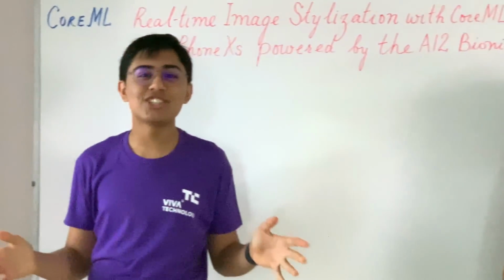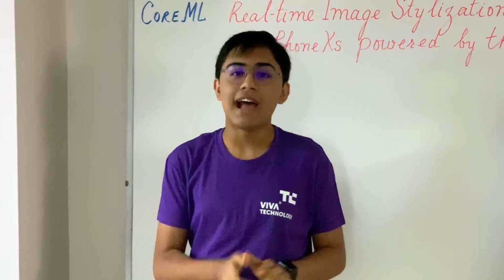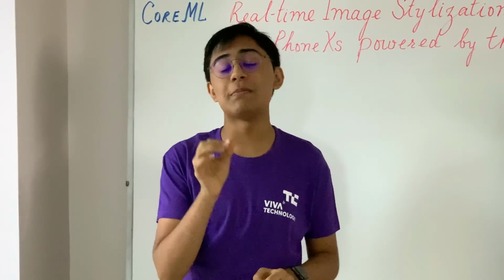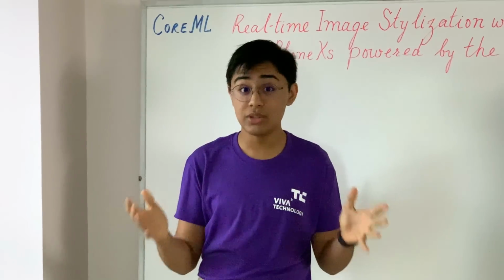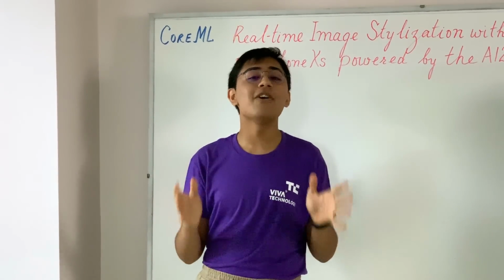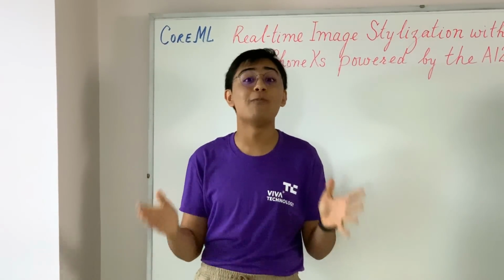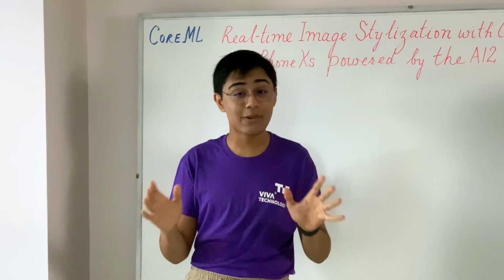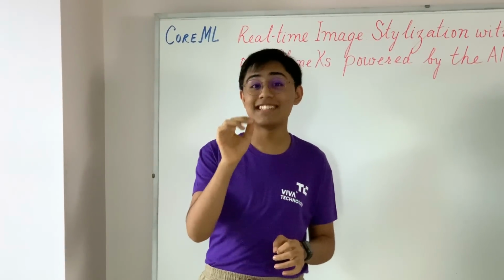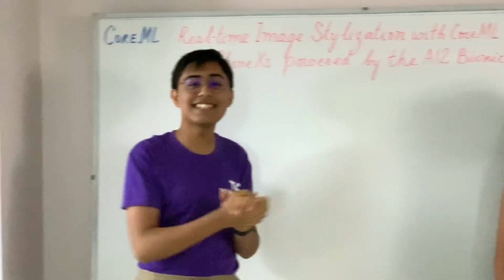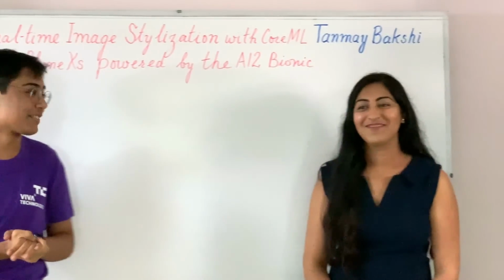My name is Tammy Bakshi and today we're going to be going over how you can do near real-time image stylization using a convolutional neural network, actually using CoreML, on the new iPhone XS using its A12 Bionic chip. There have been many great updates. In fact, in order to demo this near real-time image stylization, I've got my sister as a test subject and you'll be seeing more of her later as well.